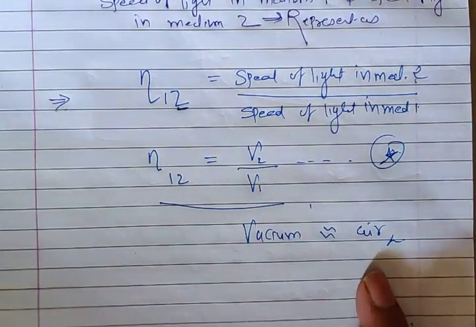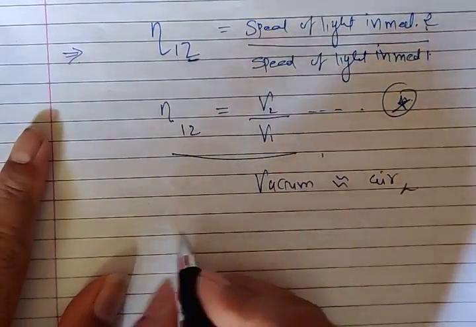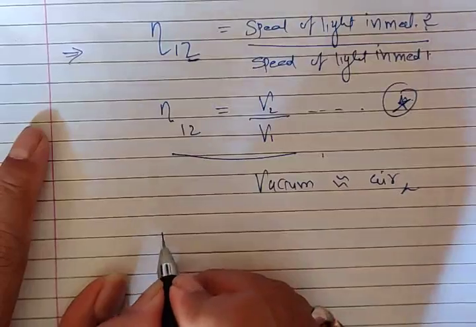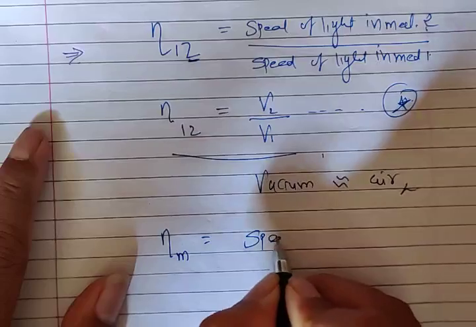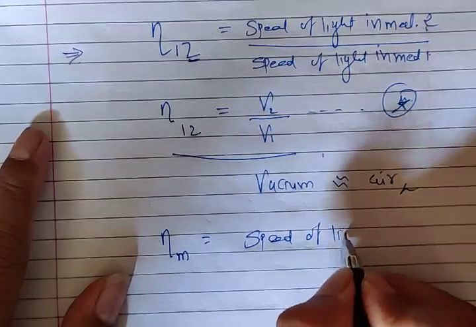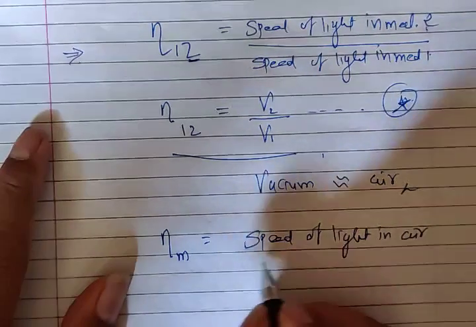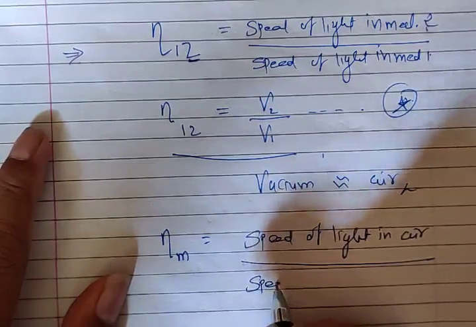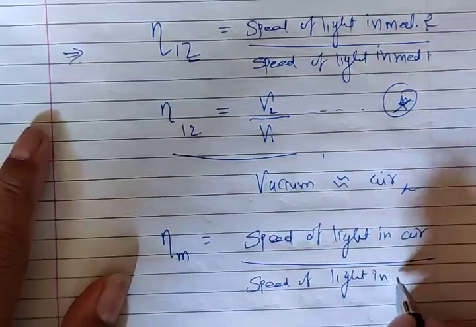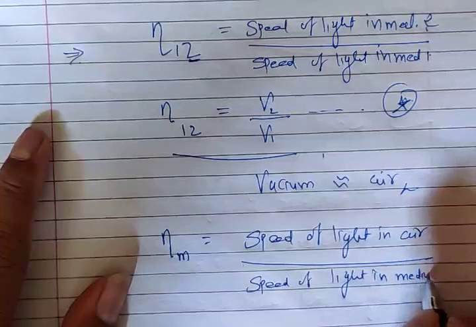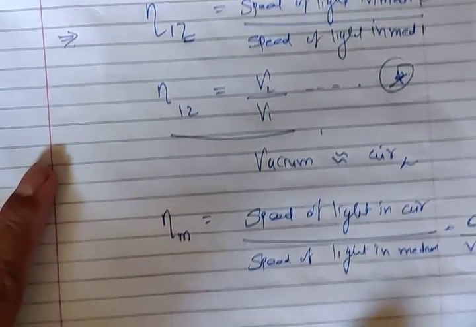Now we are having a certain value, that is the speed of light in air. So eta in medium m is equal to speed of light in air upon speed of light in the medium v. That is equal to v. This is a constant value. See, that we had already considered.